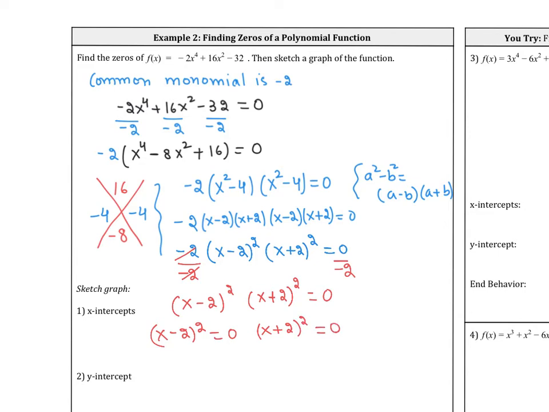You're going to have two x values: x equals 2, x equals negative 2. Since this is a square, x equals 2 is a repeating root. x equals negative 2 is also a repeating zero because you had two factors of x plus 2. When you put them equal to 0 one by one, you get x equals negative 2 repeating, and x equals 2 is also a repeating zero.